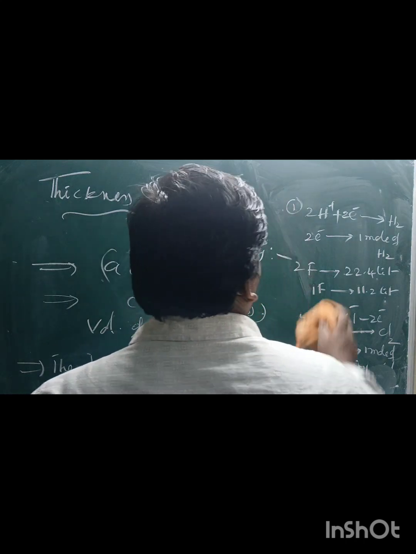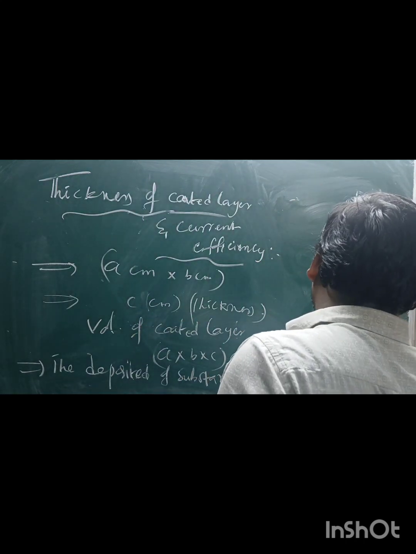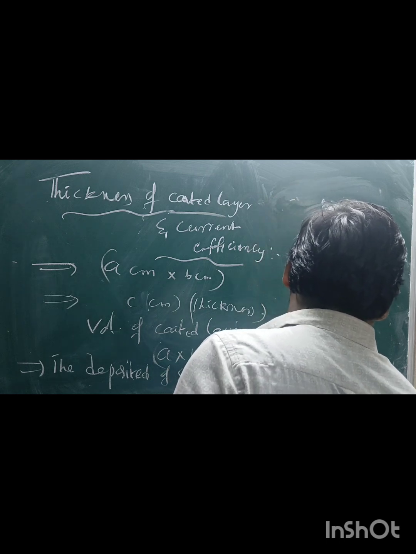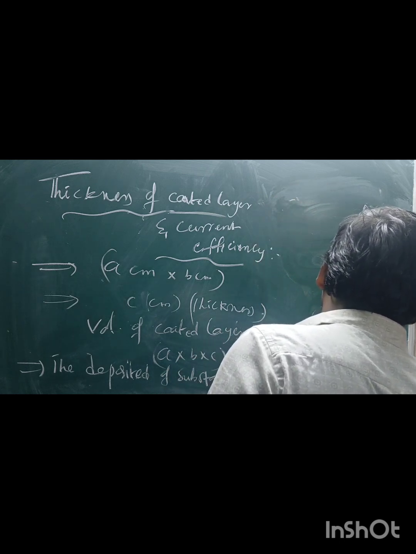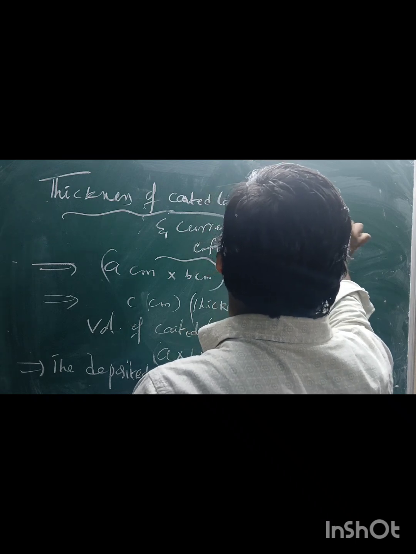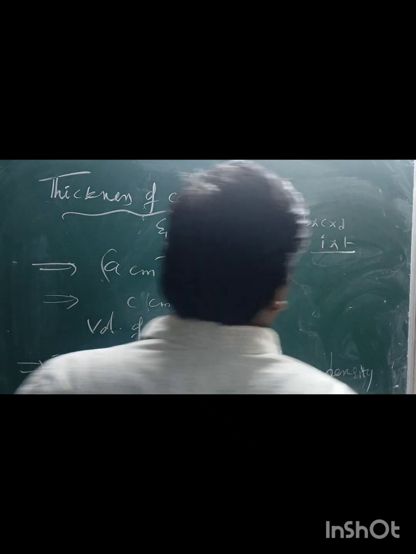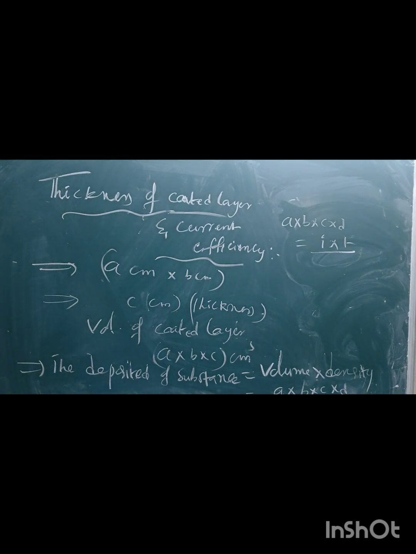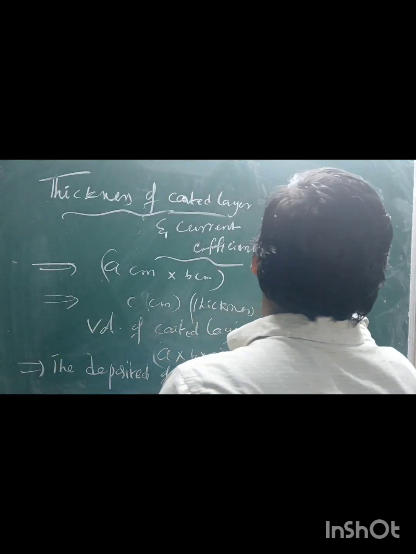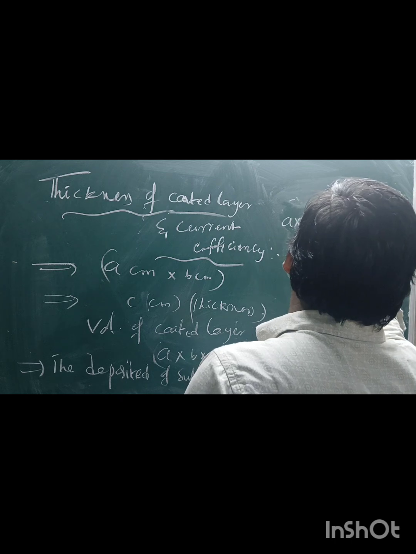Finally, the mass deposit of the substance at the electrode: A into B into C into D is equal to I into T by 96,500 coulombs into E.